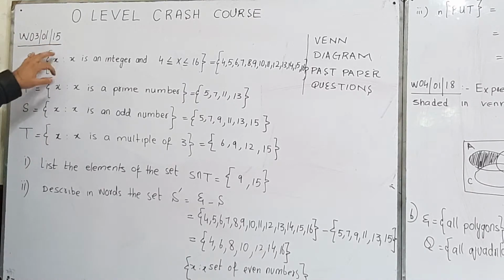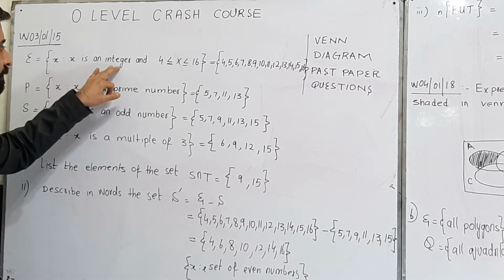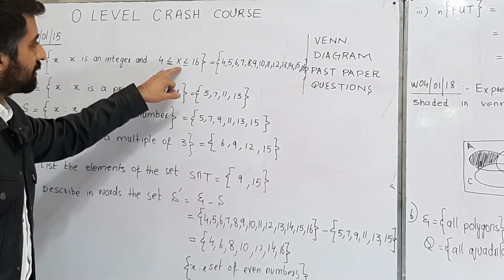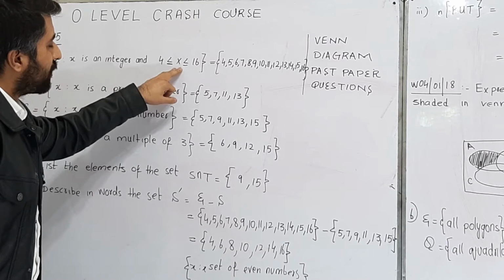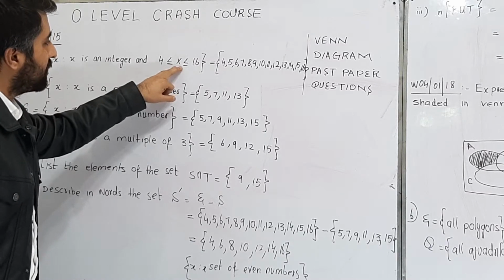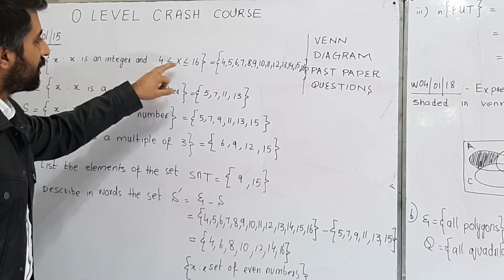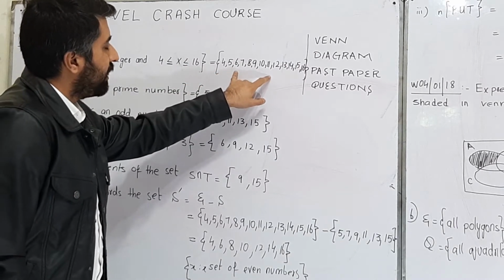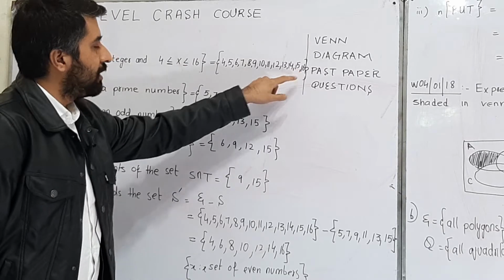Question number is 15. E, that is epsilon, that is a symbol for universal set. Now universal set is an integer. Integers are all the numbers that may be negative or positive, but here in this case they have told us the range for integers. Now the integers are basically from 4 to 16. So you will be writing here all the integers from 4 till 16.